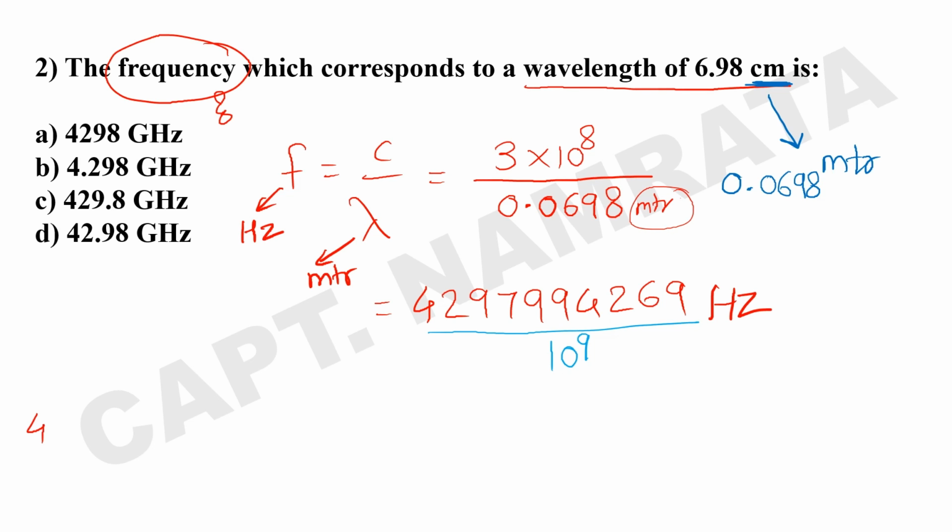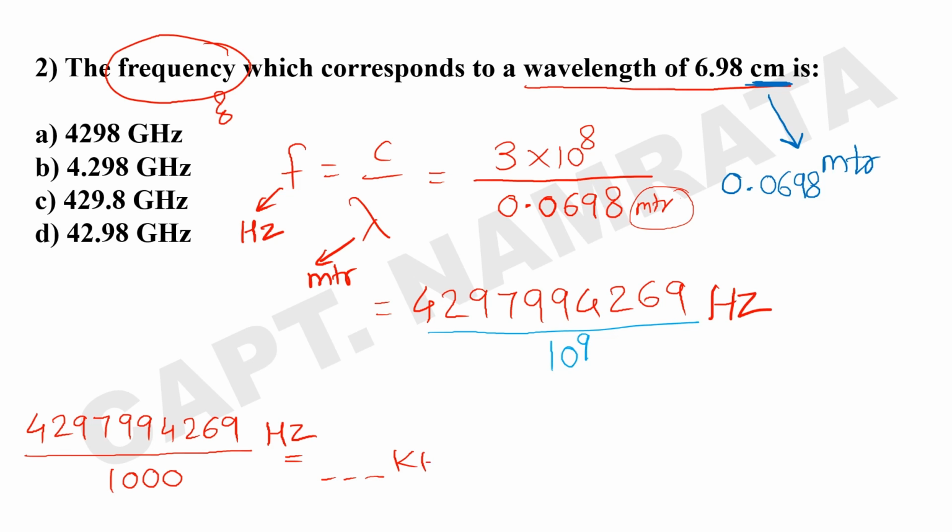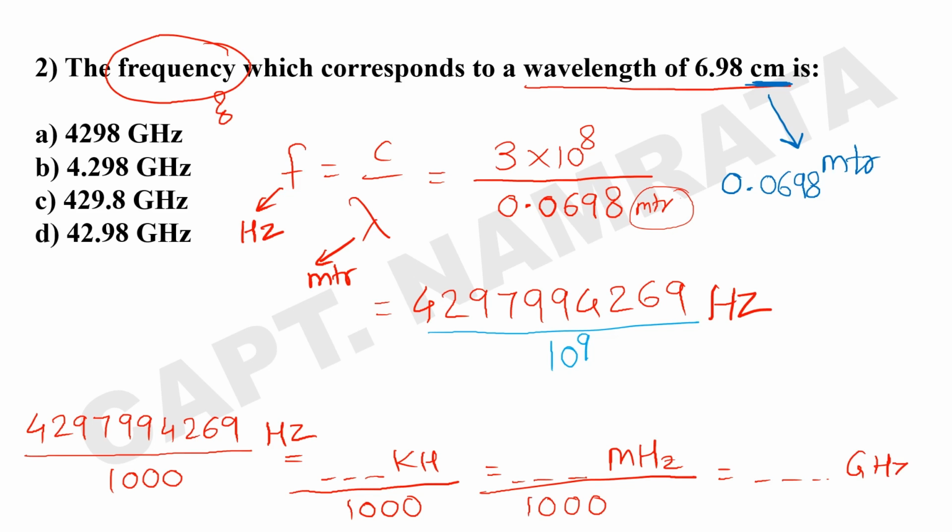So let me write down the same value again. Now this value is in hertz. If I divide it by 1000, I will get the answer in kilohertz. Again I will divide this value by 1000. It will give me the answer in megahertz. I need to convert it to gigahertz, so I will divide it by 1000 one more time, and then the final answer will be in gigahertz. After doing this, the answer which I am getting is 4.298. So this will be in gigahertz, which is the answer. Bravo.